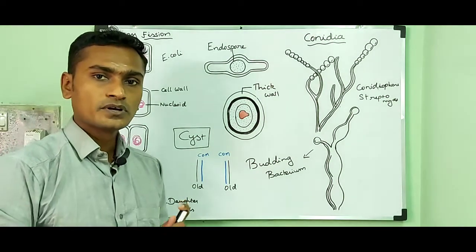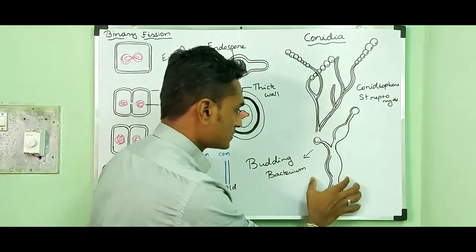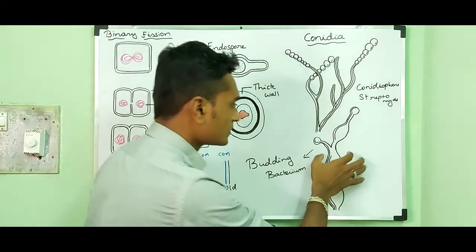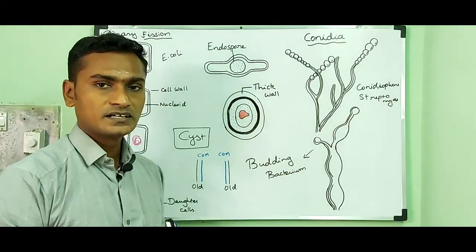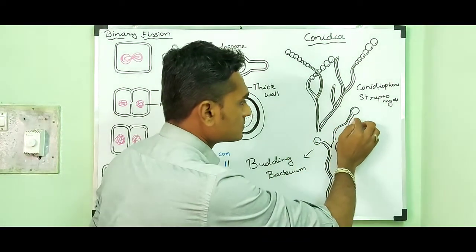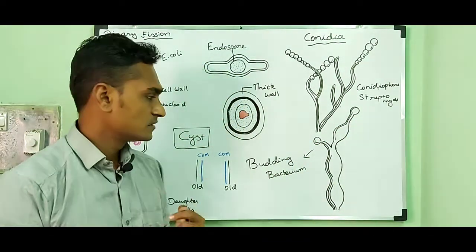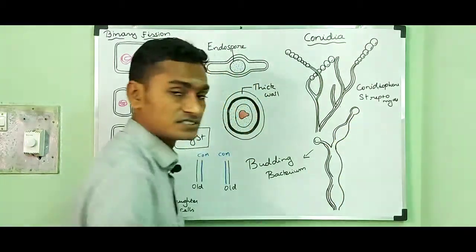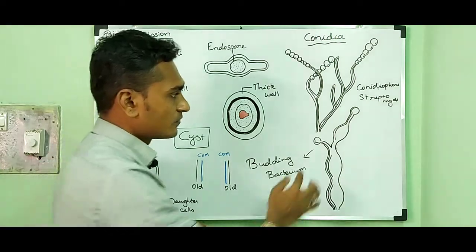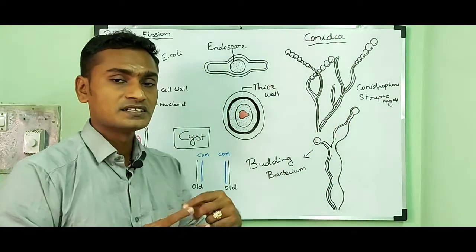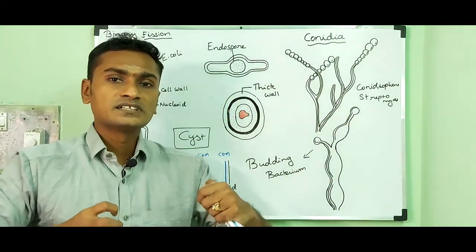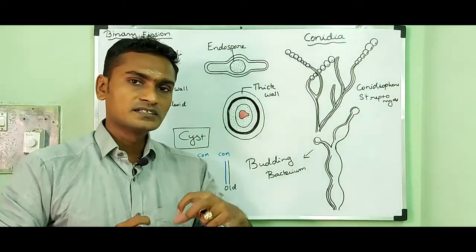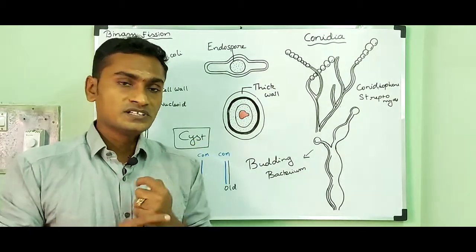Then I am going to explain the bud formation. Here you can find a bacterial cell which develops a swelling. First it looks smaller in size, and later it gradually increases in size.